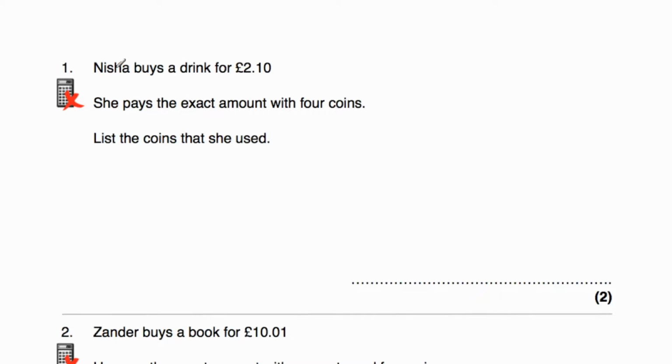So question number one says, Nisha buys a drink for £2.10 and she pays the exact amount with 4 coins. The question says, list the coins that she used. So she pays £2.10 with 4 coins. I'm thinking that perhaps she used a £1 coin, another £1 coin, that's £2. Now she still has 10p to pay with 2 coins, so that's going to be a 5p and then a 5p. And as you can see, she could pay that exact amount of money, £2.10, with 4 coins.